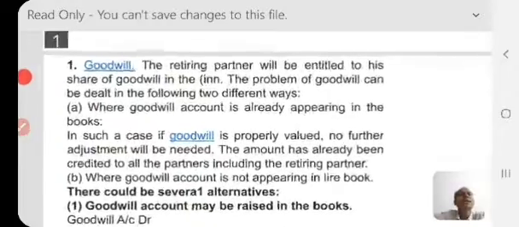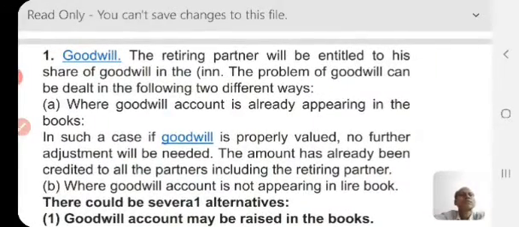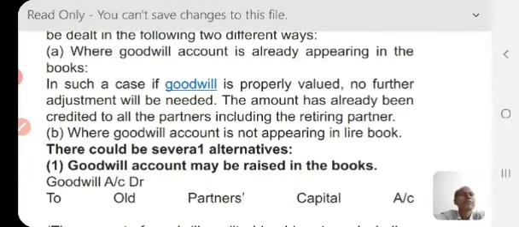Yes, goodwill. The retiring partner will be entitled to his share of the goodwill in the firm. The partner who wishes to retire is entitled to get his share in the goodwill of the partnership firm.